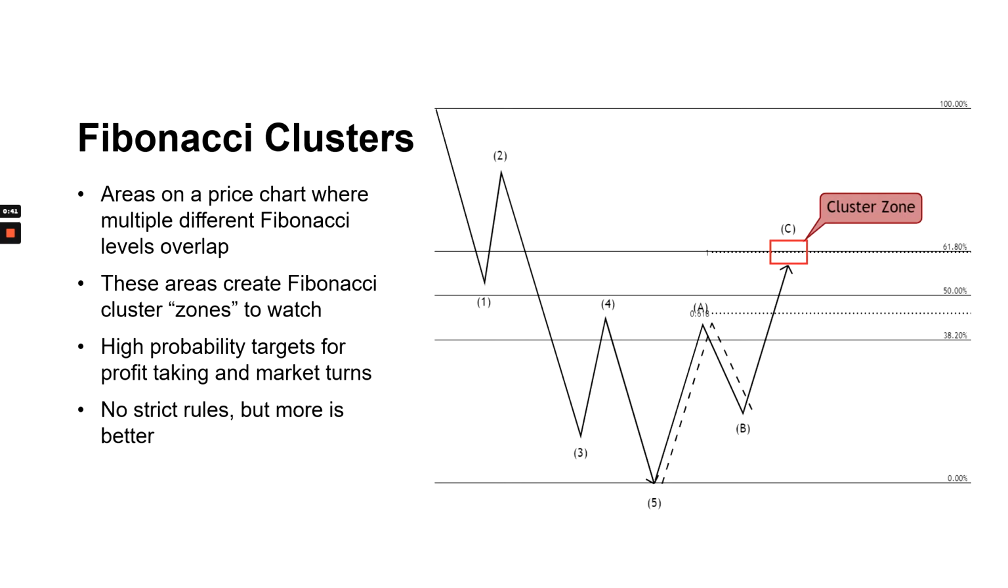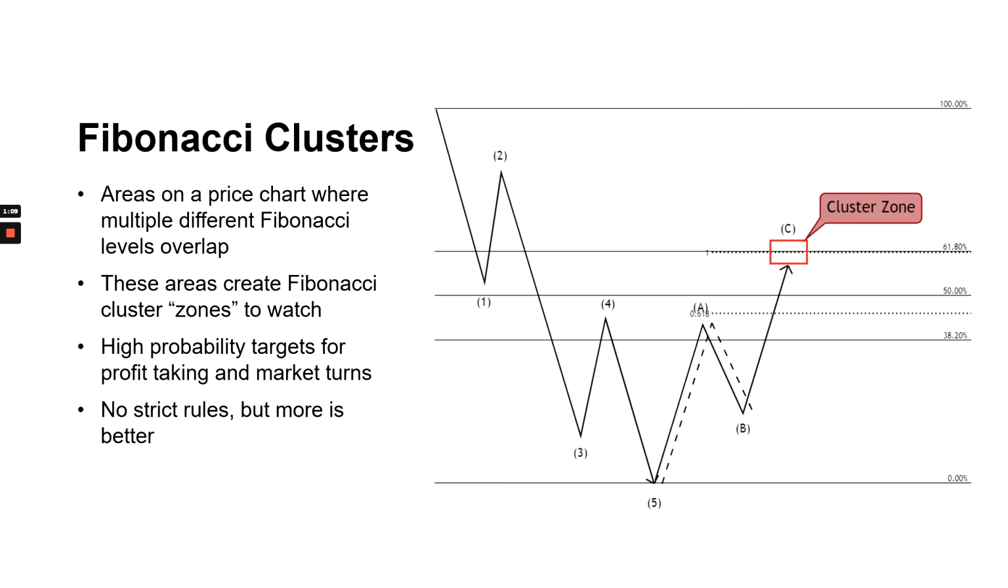So put simply, Fibonacci clusters are areas on a price chart where multiple different Fibonacci retracements or extensions or projections all overlap with one another. These areas are very high probability targets to watch, especially when combined with Elliott wave theory, which is our favorite style of technical analysis here at Parallax.